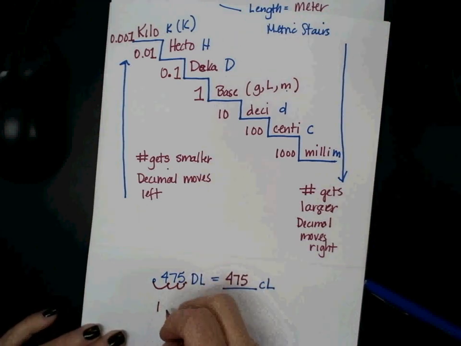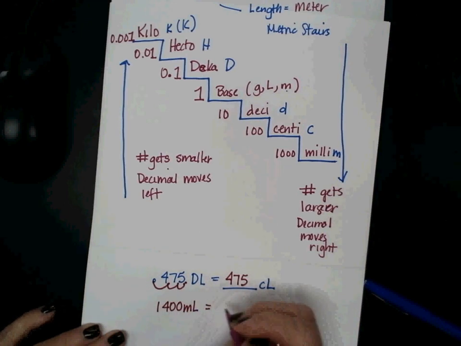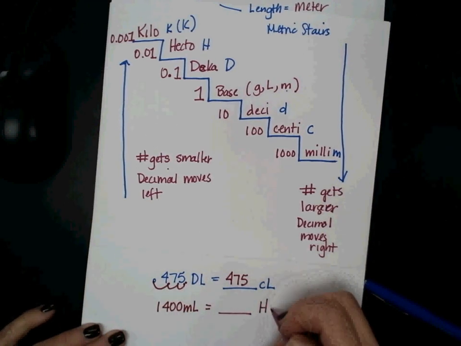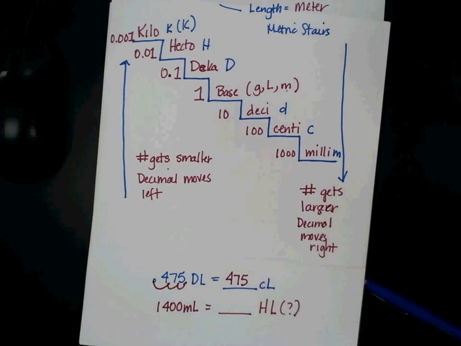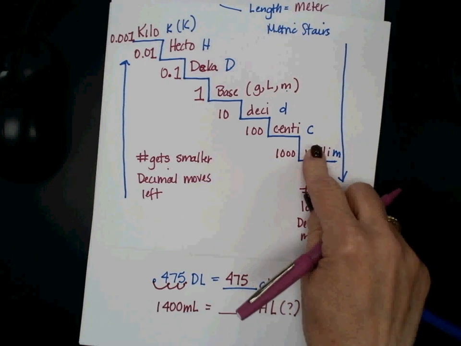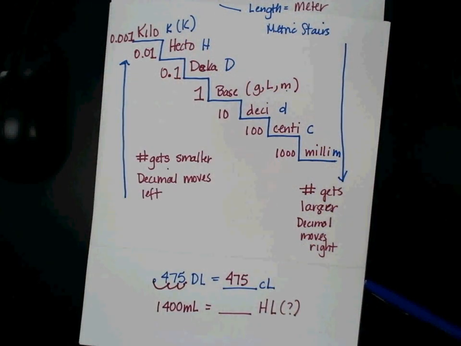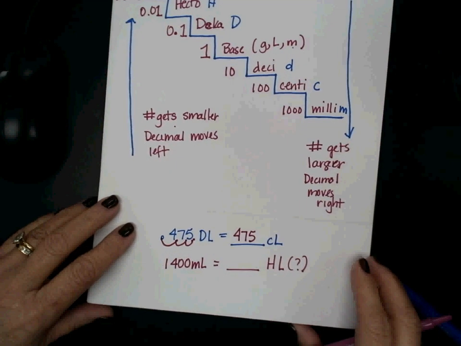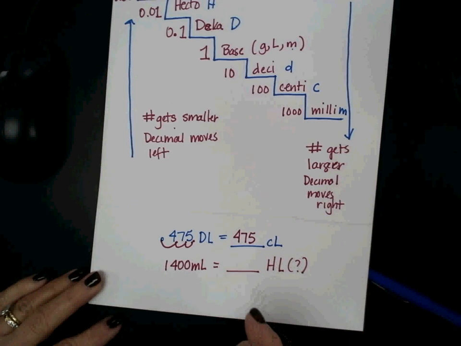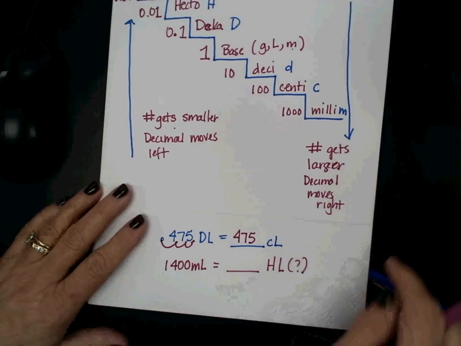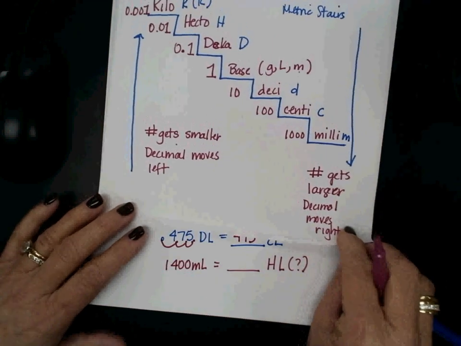How about if I have this? 1,400 milliliters is equal to how many hectoliters? Figure that out. You're starting down here, you don't count that stair step, you've got to move all the way up here. When you have an answer, stand up.